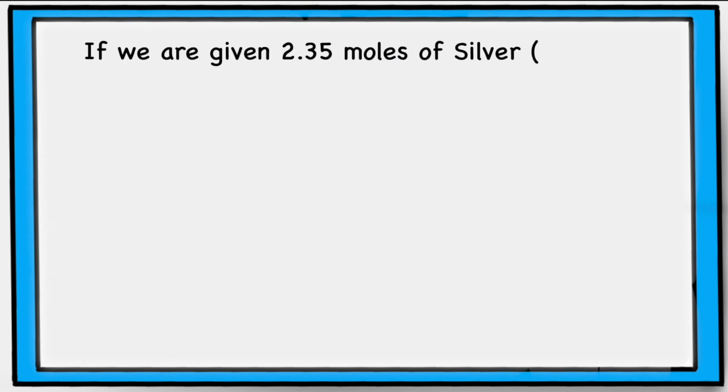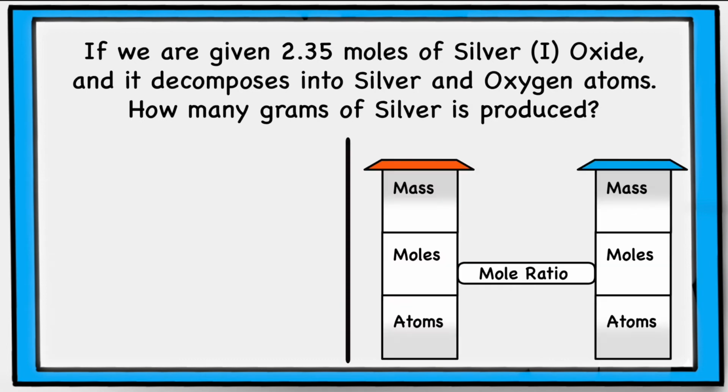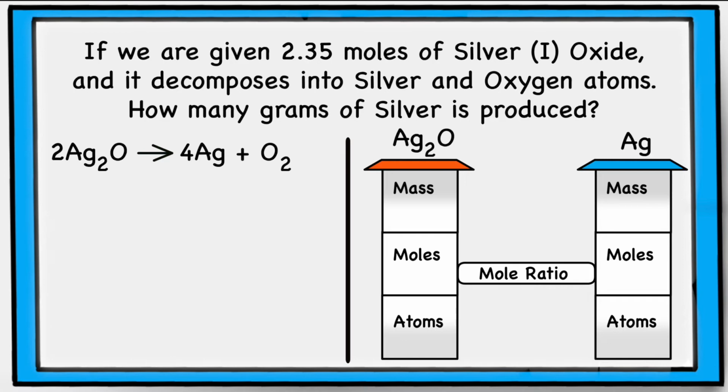If we're given 2.3 moles of silver 1 oxide and it decomposes into silver and oxygen atoms, then how many grams of silver will be produced? Our balanced equation should be 2Ag2O yields 4Ag plus O2. If we label our buildings, the one on the left would be silver 1 oxide and the one on the right would be silver. This time we are given moles of silver 1 oxide, so we're going to put that in the mole portion of the silver 1 oxide building.